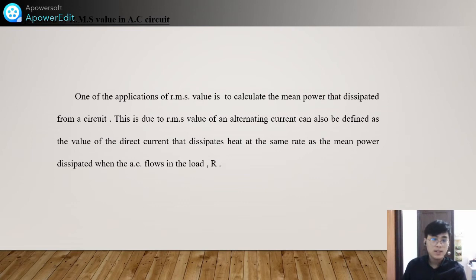So now let's discuss the application of RMS value in AC circuits. One of the applications of RMS value is to calculate the mean power dissipated from a circuit. This is because the RMS value of an alternating current can be defined as the value of the direct current that dissipates heat at the same rate as the mean power dissipated when AC flows in the loop R.